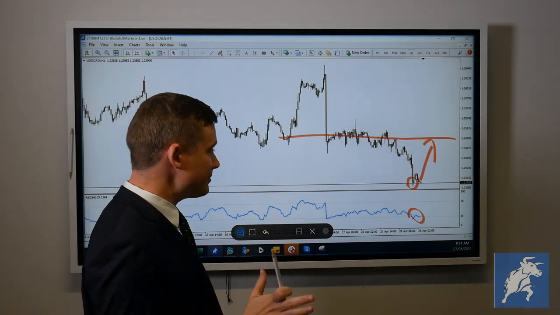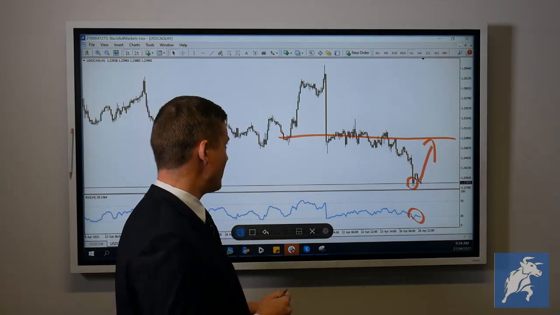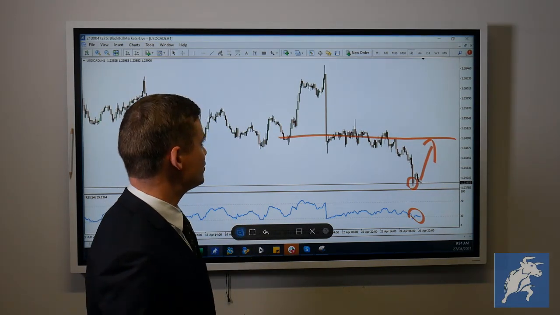But keep in mind, we have been heading south for a while. It could be short-lived. It could be a smaller bounce. There's been a lot of retracements to the downside.